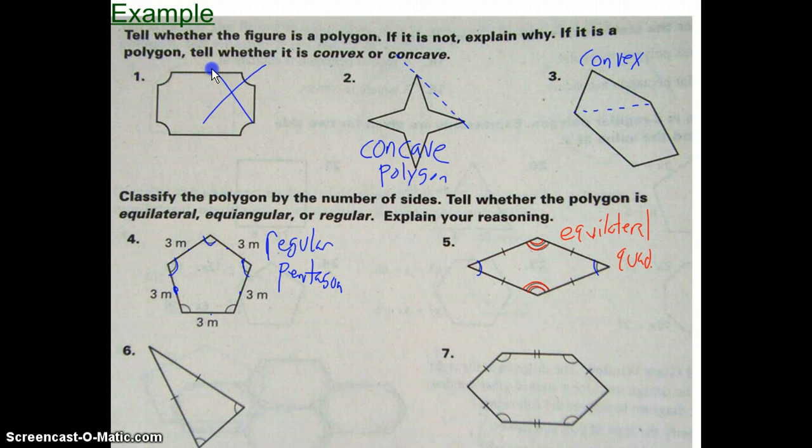Looking at number 6, it's a triangle, obviously, but all 3 sides are not the same, all 3 angles are not the same, and so it is just a triangle. That's it. Looking at number 7, these 2 sides are different than the other 4 sides, so it's not equilateral. These 2 angles are different than the other 4 angles, so it's not equiangular. But it does have 6 sides, so this is a hexagon.